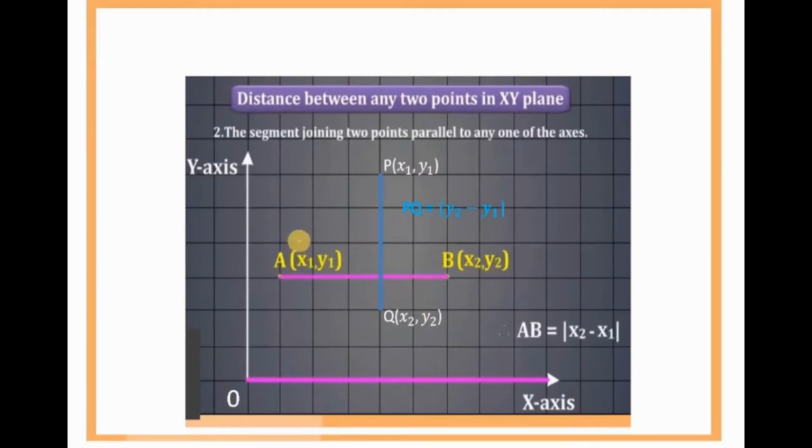So how to find the distance between the points if they are parallel to any one of the axes? Here, AB is x2 minus x1 because AB is parallel to x-axis and x1, x2 are equidistant from x-axis. Similarly, PQ is parallel to y-axis and y1, y2 are equidistant from y-axis. So the PQ formula is y2 minus y1.